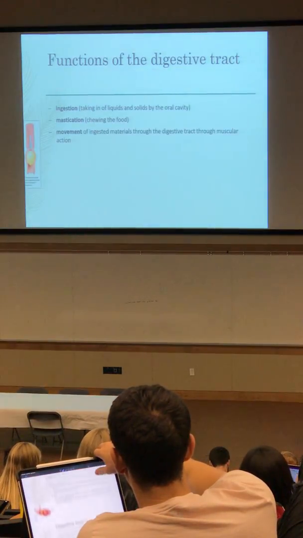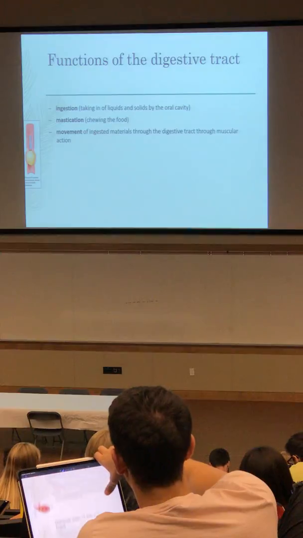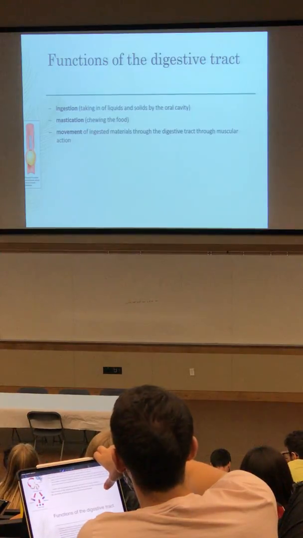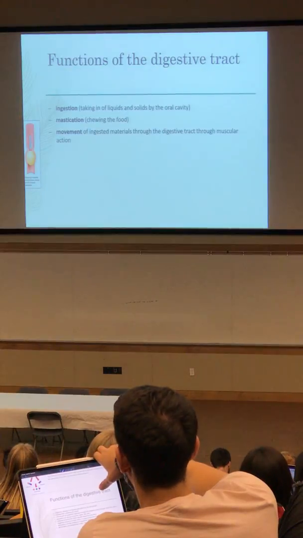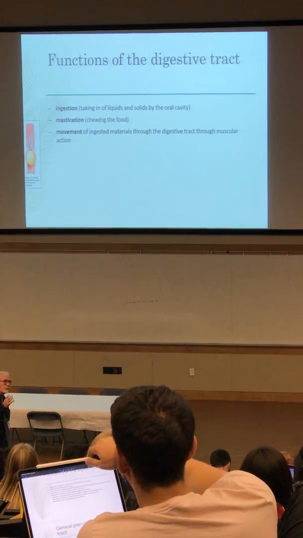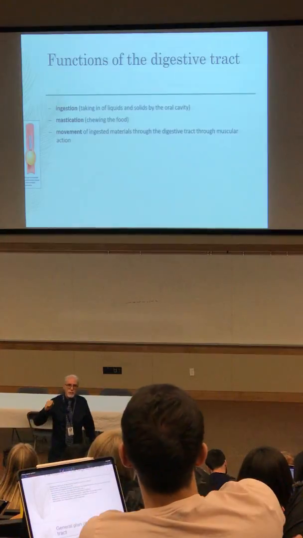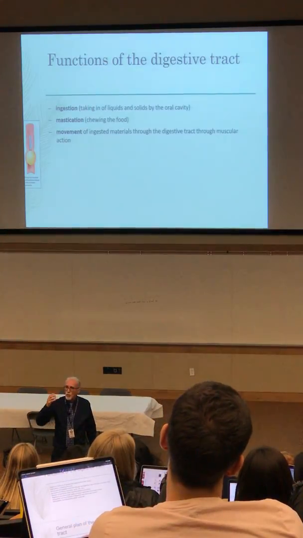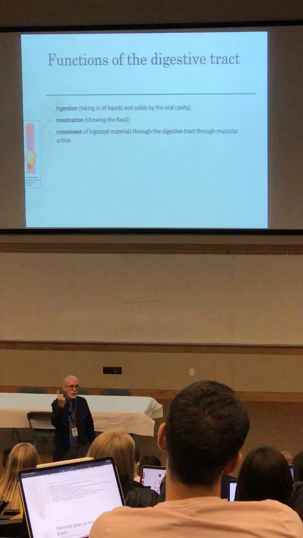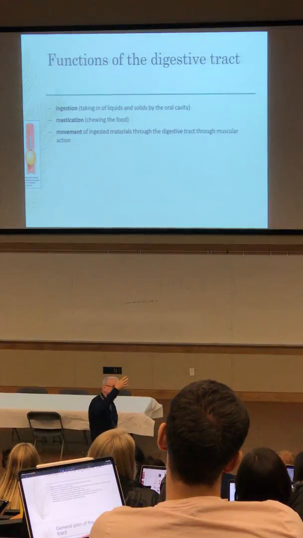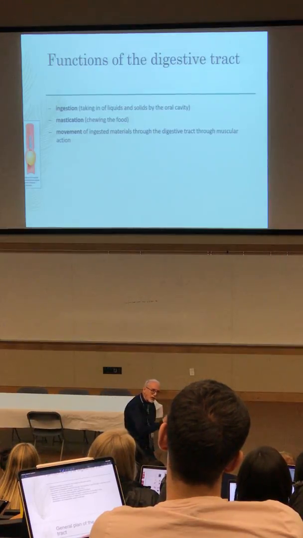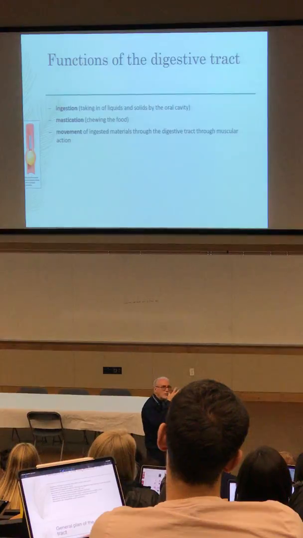And then we have the movement of ingested materials through the digestive tract through the function of various muscles. So remember, well, I guess you don't remember because we haven't talked about it yet, but the walls of the digestive tract are formed of a couple layers of muscle. One layer is circularly oriented. The other layer is longitudinally oriented. So they do a combination of squeezing and pushing. So the food gets squished, but it also gets moved forward.